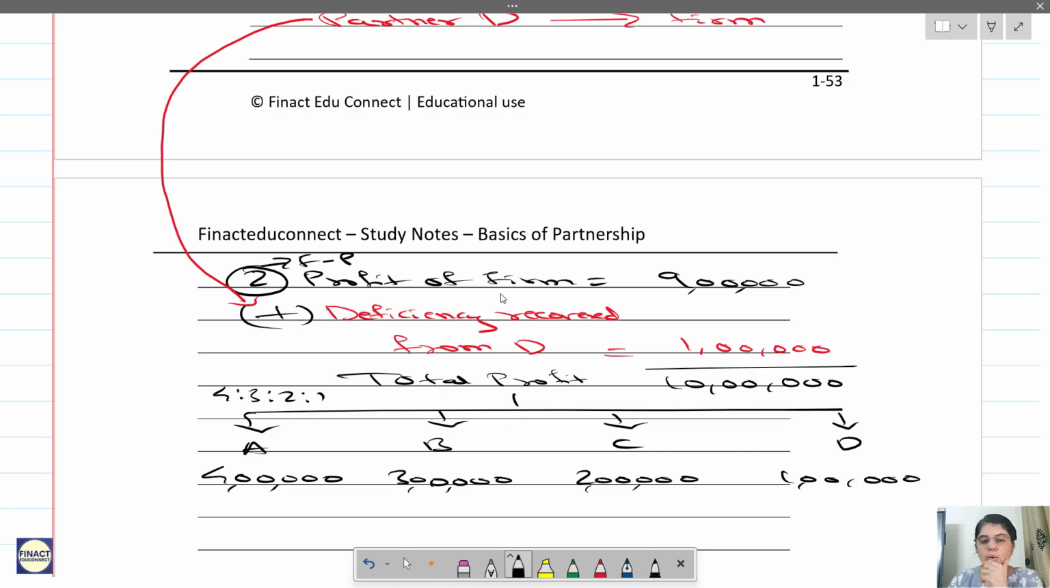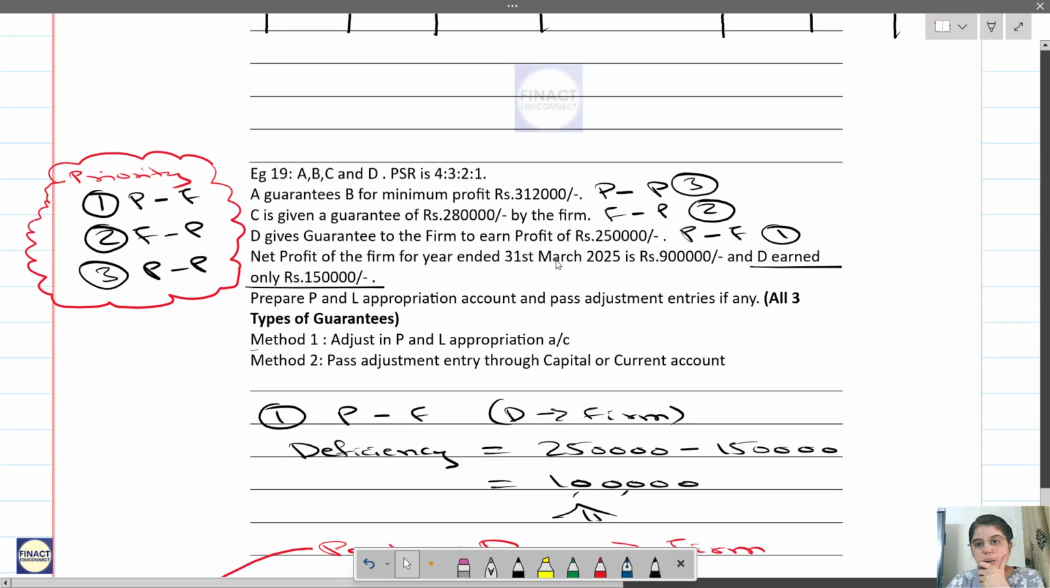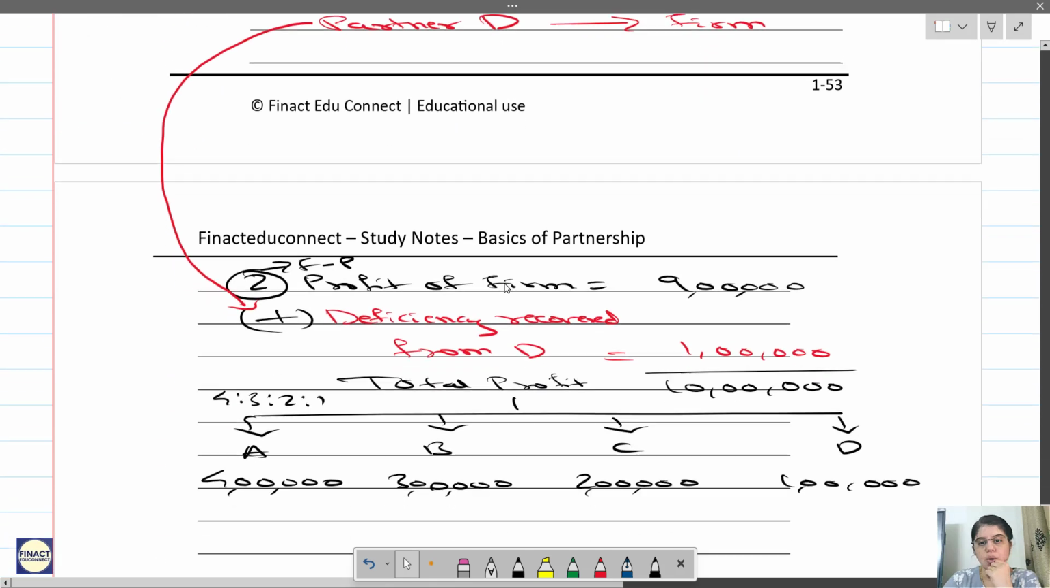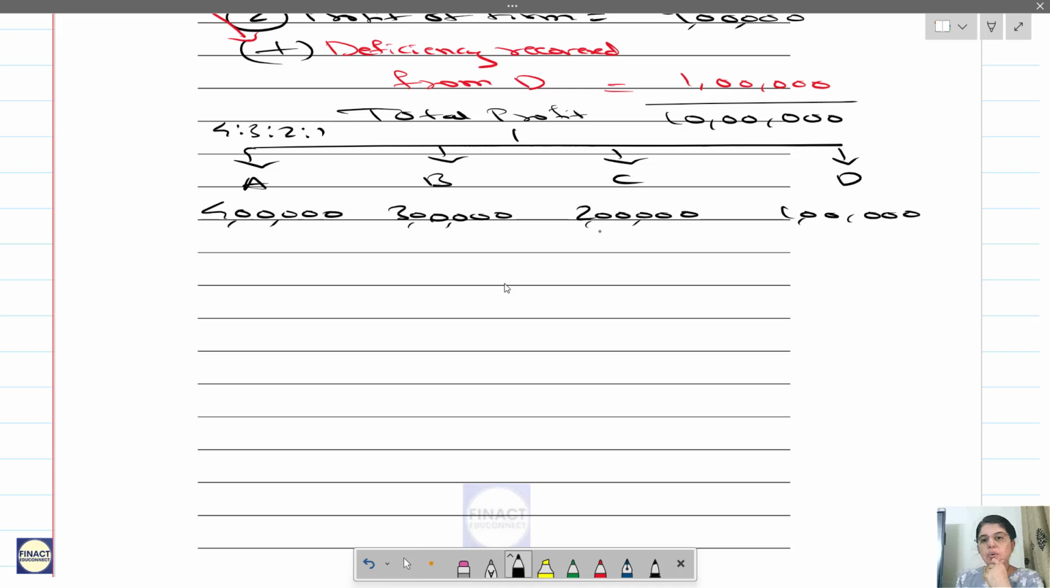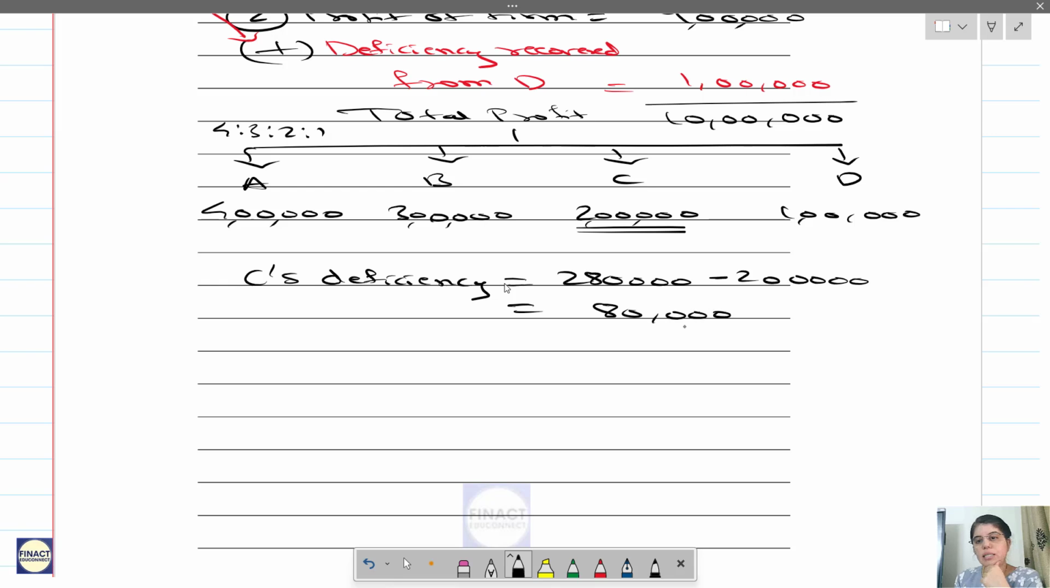So partner who is given a guarantee over here. Let us see this. C is given a guarantee of 2,80,000 by the firm. Whereas C's actual profit is 2 lakhs. So how much is the C's deficiency? Guarantee minus actual profit. So 80,000 is the C's deficiency.